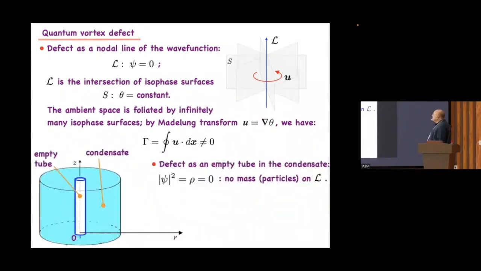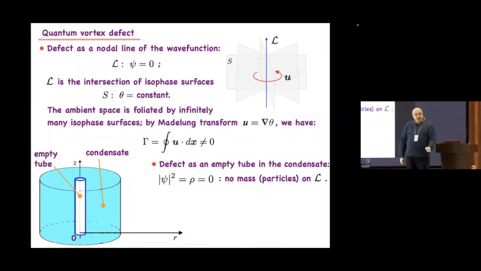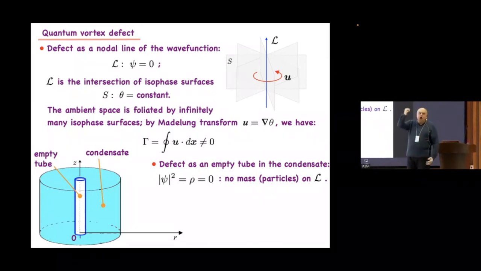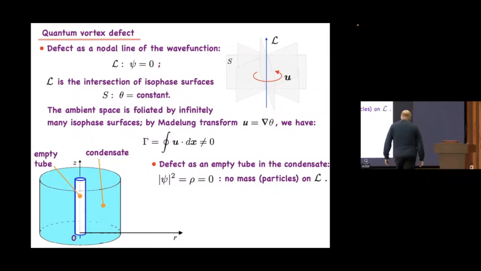Okay, and then I propose the following. Imagine that you have a volume filled by the condensate, by this gas, and then you have this nodal line. The nodal line has no mass on it, no particles. So it plays the role of a hole. It's like a hole in your ambient space.